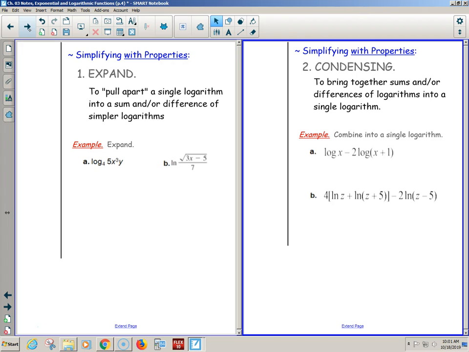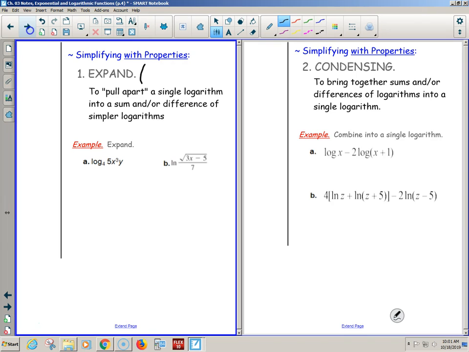So expand. My way of saying it, pulling apart, yes, but we're expanding from single logarithms to separate. There's a purpose, there's a plan. You can't see it yet. Just hang in there.